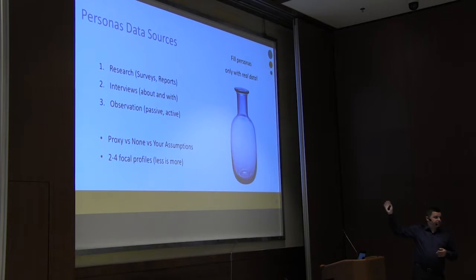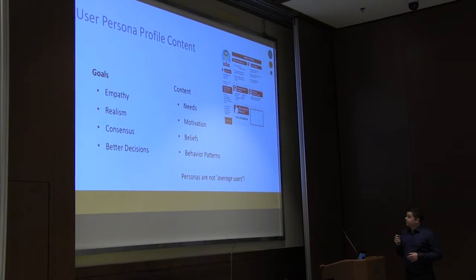You need to fill this jar, this persona, only with real data. The most common mistake that people make when using personas, any type of personas, is to fill them with imaginary data, with data that you gathered within your team or your group of people, and you start thinking, oh, we all think that our users are like that, maybe people making decisions are like that, and that's a mistake. You really need to research.